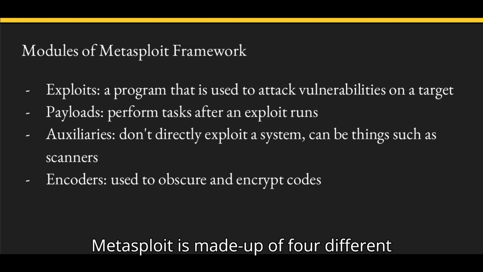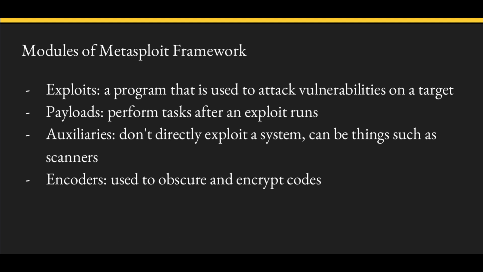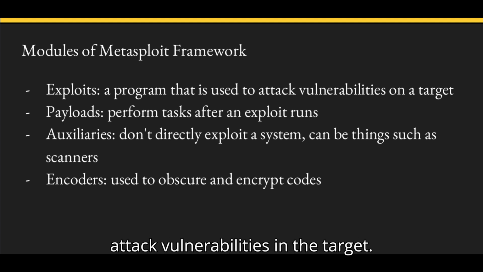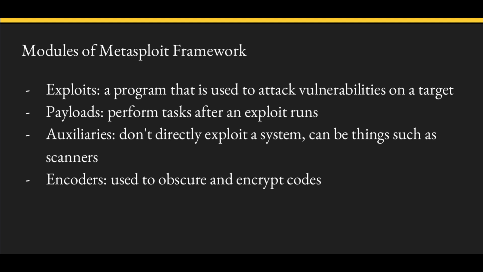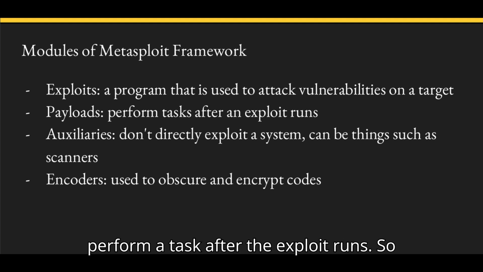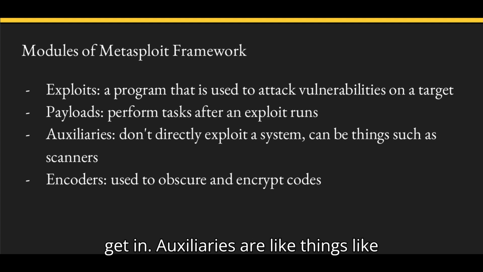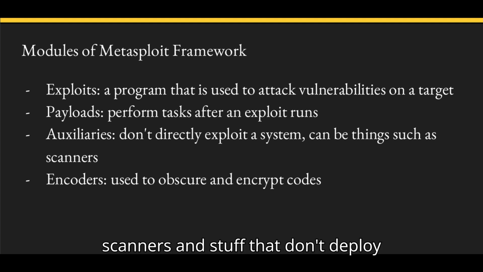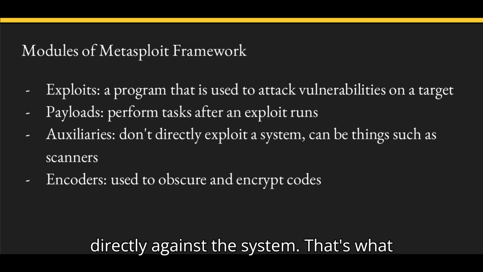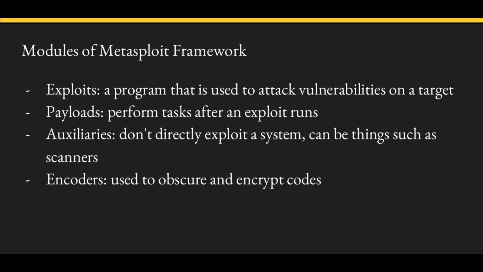Metasploit is made up of 4 different modules, including exploits, payloads, auxiliaries, and encoders. Exploits are programs that are used to attack vulnerabilities in the target. So these are things that will get you in, the actual attacks. Payloads perform a task after the exploit runs. So these would be the commands that are automatically run after you successfully get in. Auxiliaries are things like scanners that don't deploy directly against the system. That's what we'll be using today. Encoders are used to encrypt and obscure data. This way it makes it harder for the defenders to see what you were doing.